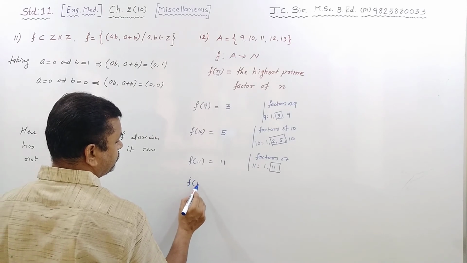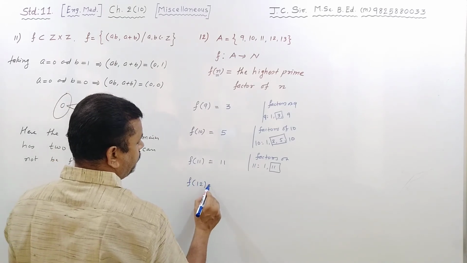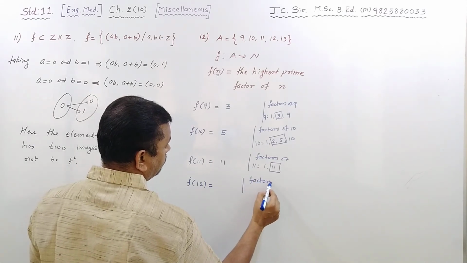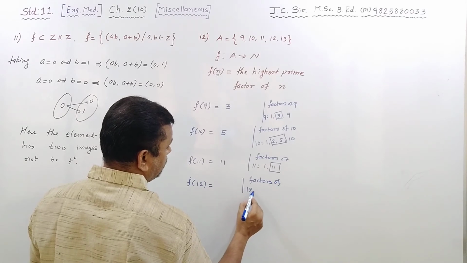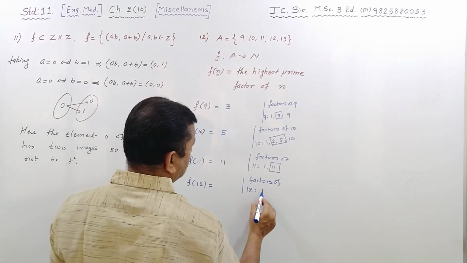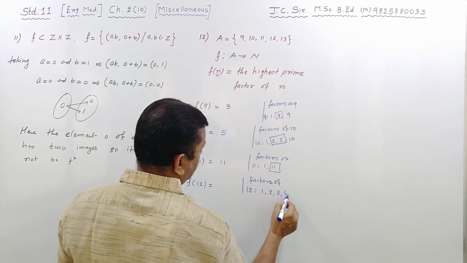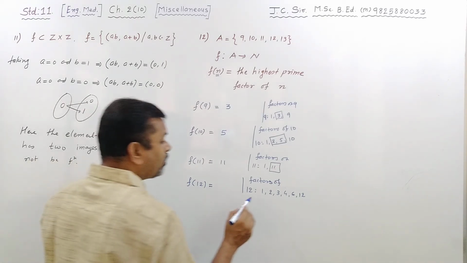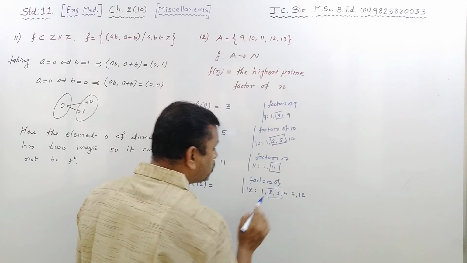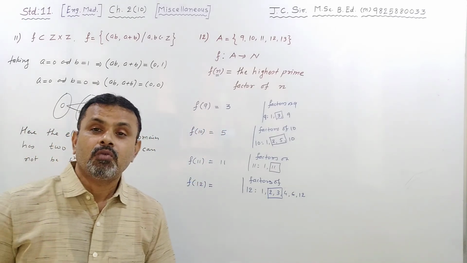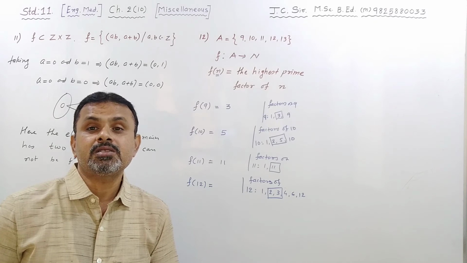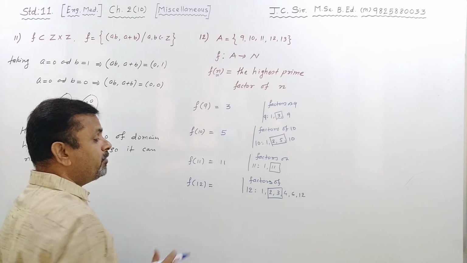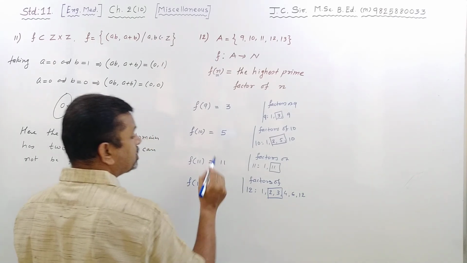F12, factors of 12. Which are the factors of 12? 1, 2, 3, 4, 6, 12. Among these, which are prime factors? Only 2 and 3 are prime factors. 1 is neither prime nor composite, it is a neutral number. So 2 and 3 are prime factors and 3 is the highest prime factor.